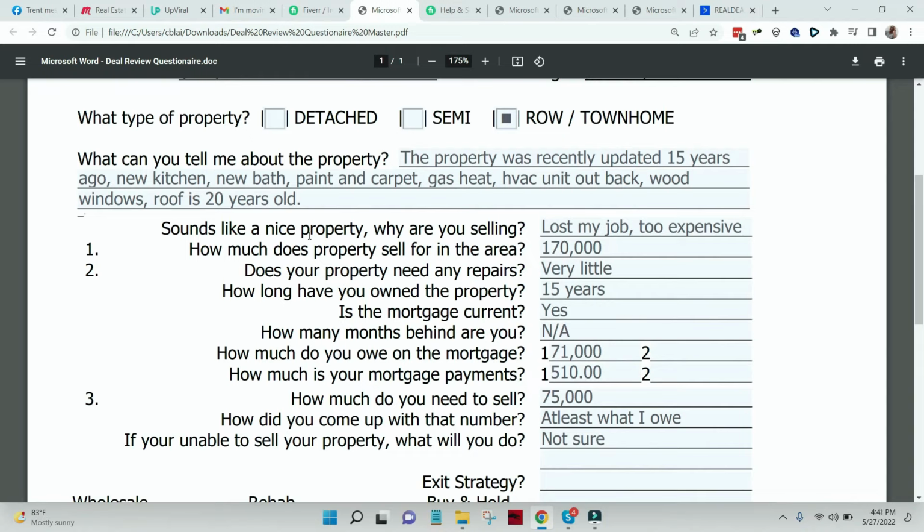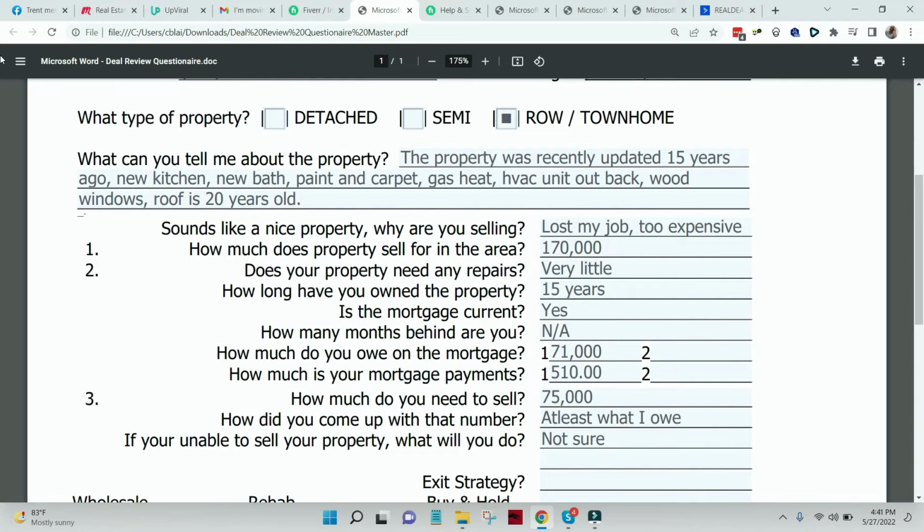Now, how much does property sell for in this area? I want to know if the owner of this property has an understanding of what the value is in the neighborhood. This could be a good plus if they don't, because you may be able to get it at a good deal. Or if the person gives you a valuation, well, I think the houses sell for 180, and then you find out that the houses don't sell for 180, you can always use that information as a better part of negotiation.